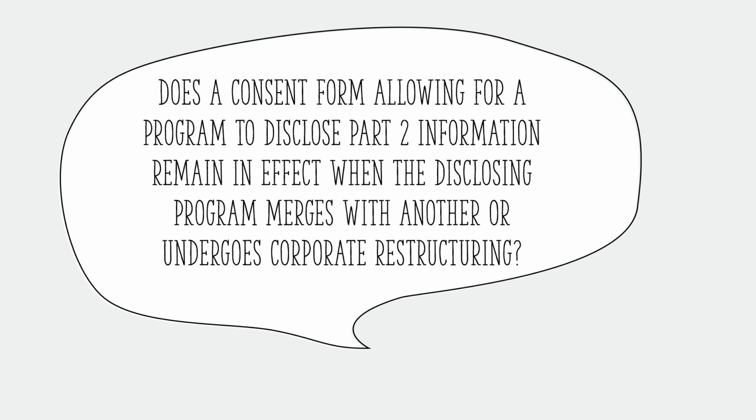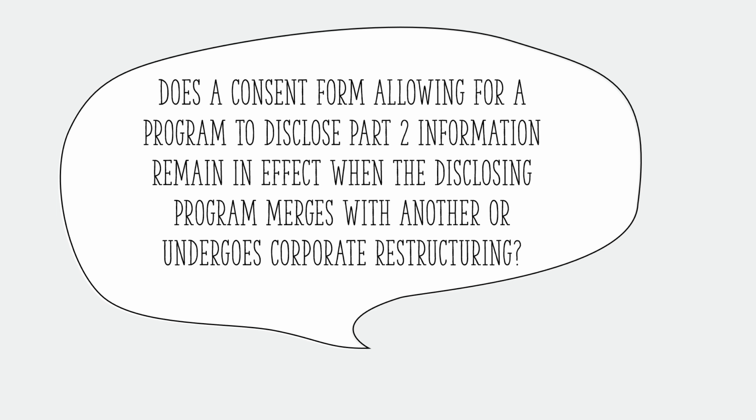Under Section 2.31(a)(1), the disclosing entity can be listed by specific name or general designation. So if a particular program is designated by a specific name as the entity permitted to make the disclosure, then the consent form would no longer be valid if the program's name is changed. That would follow a merger or a restructuring or some other reason.